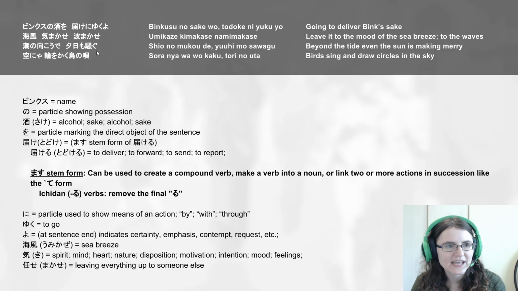Up at the top, we have the original lyrics in the kanji and hiragana. If you can't read those, I also have the Romaji lyrics here, which are just the same thing only written in English characters. Then I also have the English translation at the very last up here. Down in the middle, I have all the definitions for each one of these words.